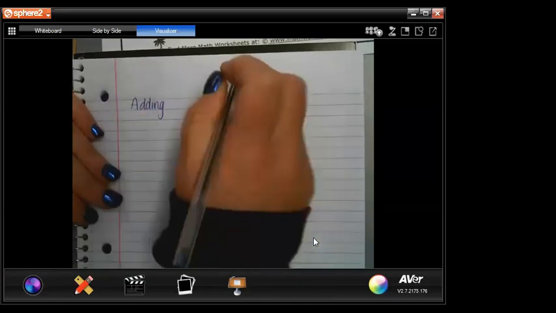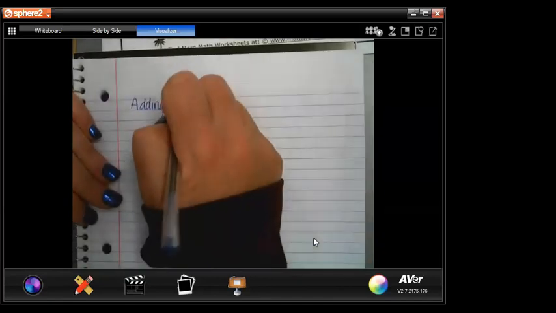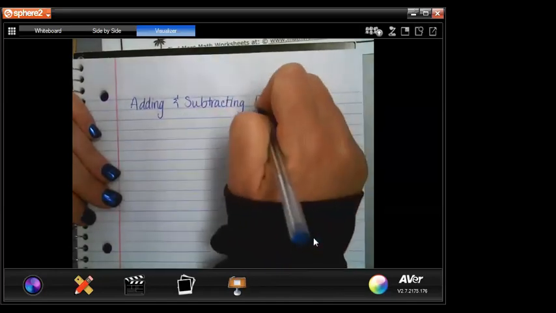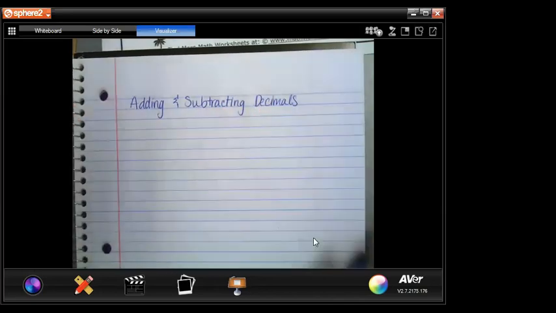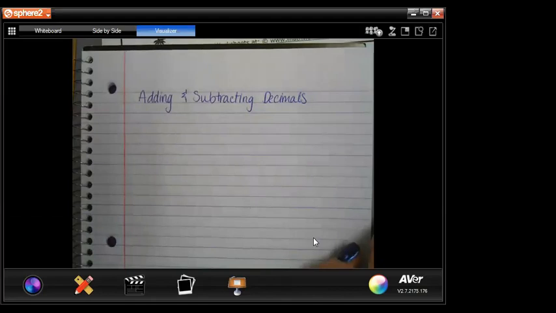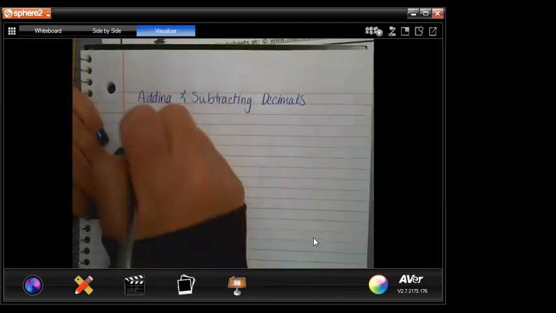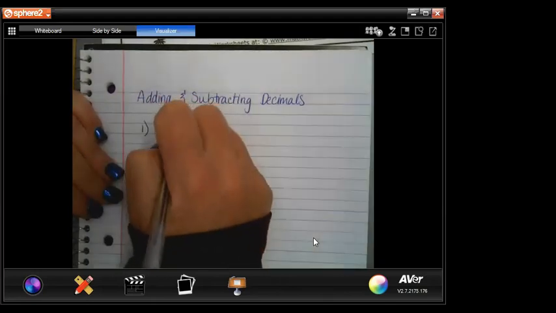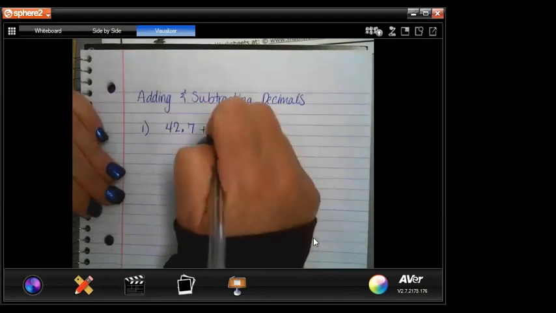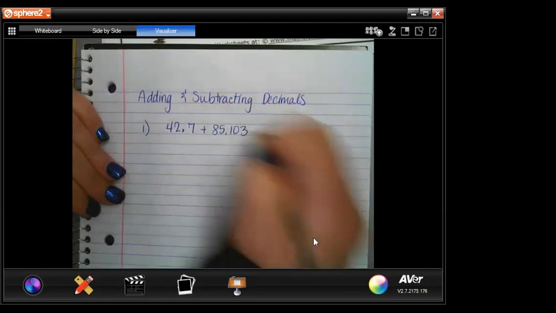So the first thing that we're going to talk about is adding and subtracting decimals. Now, I have posted in Google Classroom some more notes. So if this doesn't make sense to you, you can go ahead and open up the notes and read through that and see if it will help you. So let's say that we start off with a pretty super simple problem. Let's go with 42 and 7/10 plus 85 and 103 thousandths.